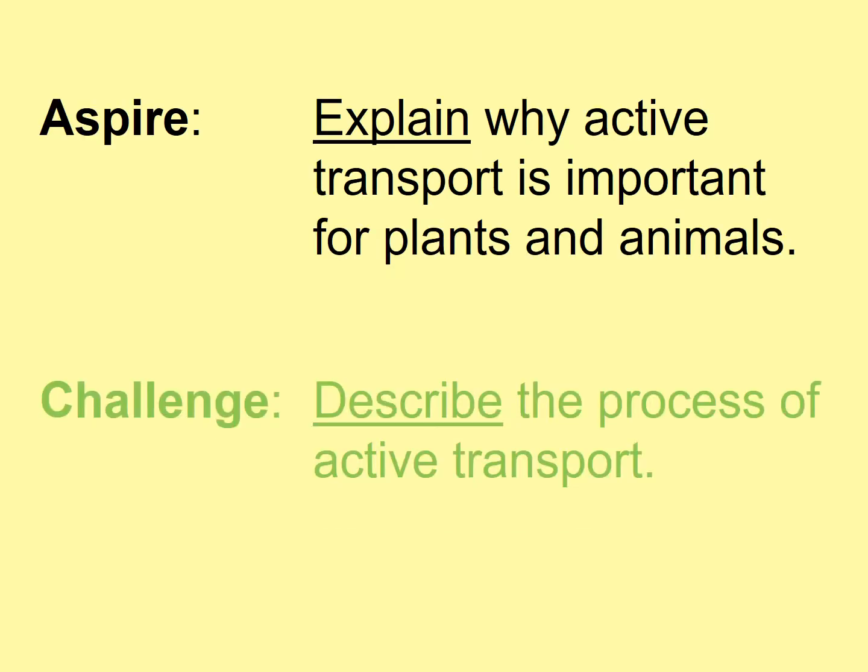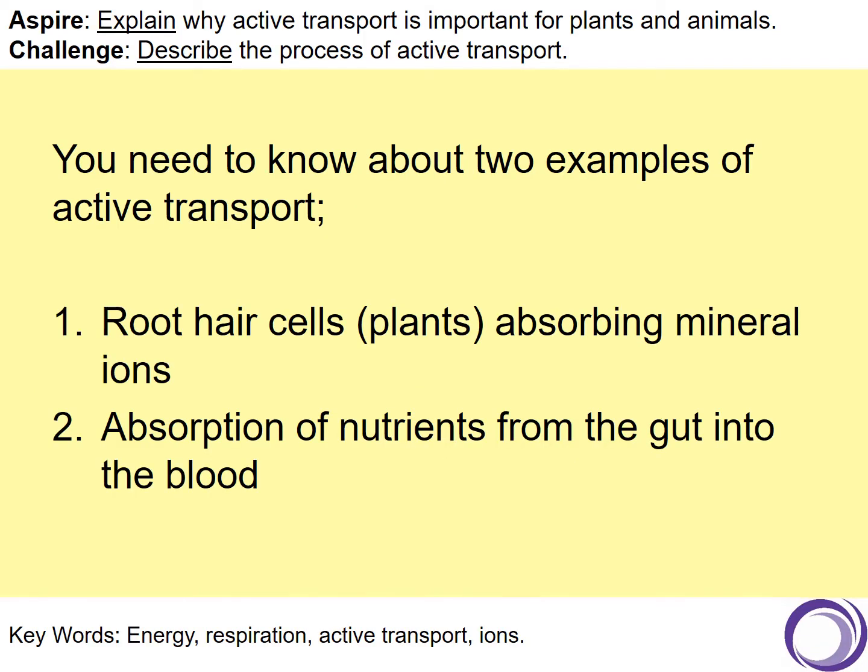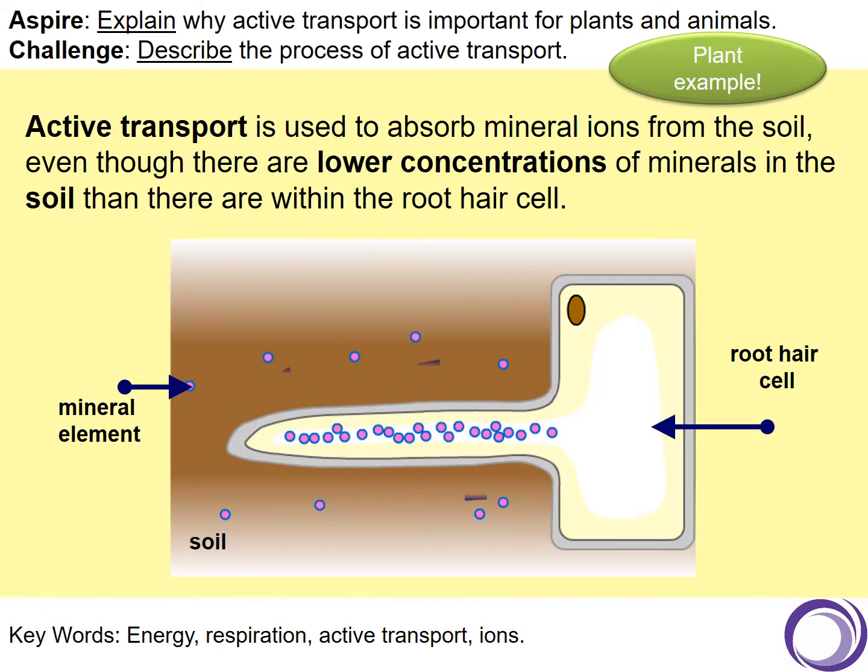It's fine. So we've described the process of active transport. Now we need to explain why it's so important for plants and animals. So there's 2 that they really want you to know about. One's root hair cells, which we've talked about in the previous lesson, absorbing minerals, and the other one is absorbing nutrients from the small intestine and into the bloodstream.